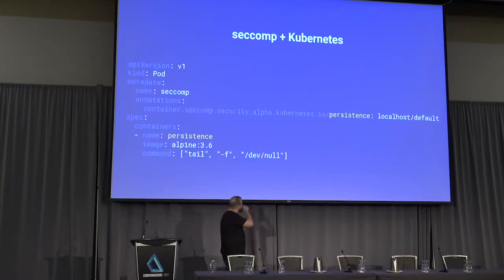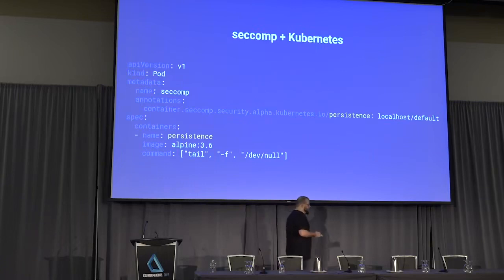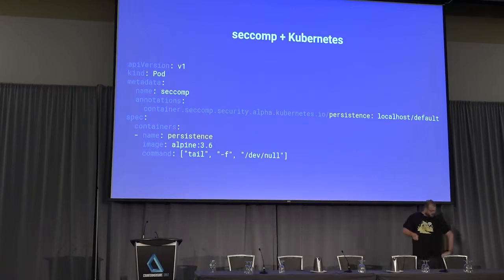This is where the wins are coming from. And this is how you would apply the same seccomp profile to another running container. You see I'm running this against a container named persistence, and persistence is running tail -f /dev/null.